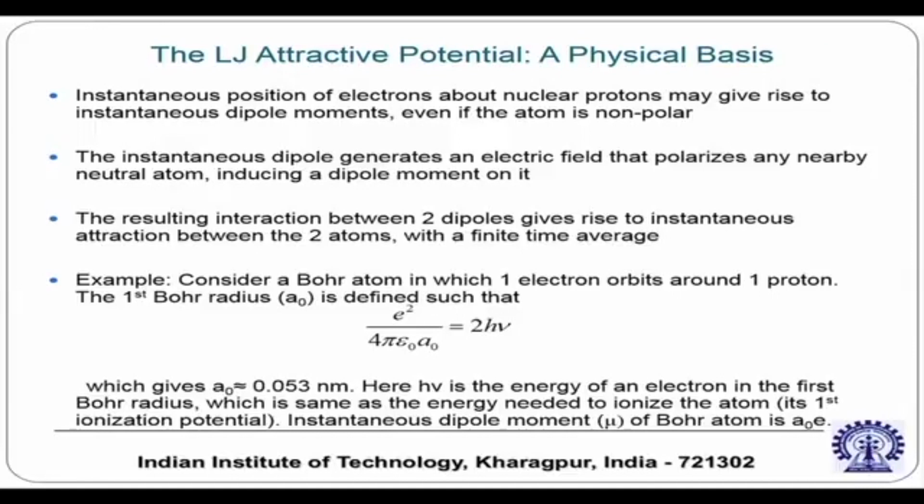As an example, consider a Bohr atom in which one electron orbits around one proton. The first Bohr radius is defined such that e squared by 4 pi epsilon naught a naught is equal to 2 h nu, which gives a naught equal to 0.053 nanometer. Here h nu is the energy of an electron in the first Bohr radius, which is the same as the energy needed to ionize the atom, or the first ionization potential. The instantaneous dipole moment is a0 into e.